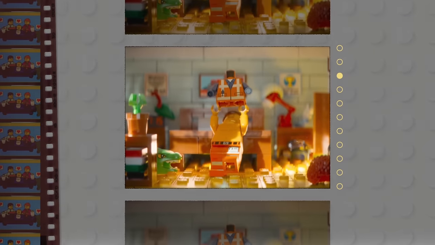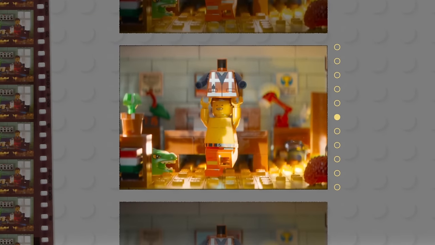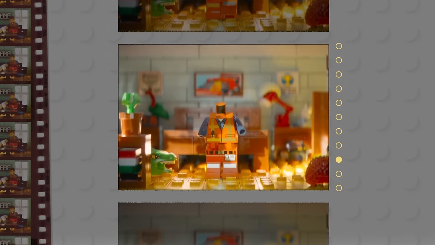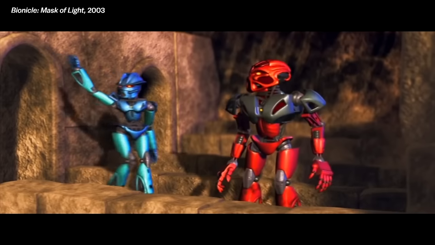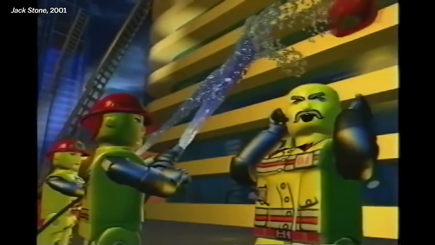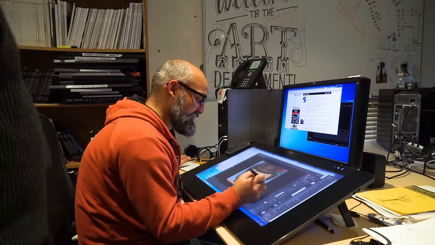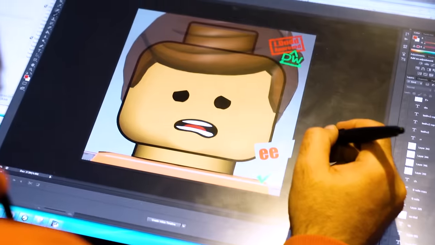A joint or facial expression will never actually bend or stretch. It'll either move slightly or be replaced by another piece. Early Lego movies lacked that level of discipline. They struggled because they fought back against the limitations of the medium instead of embracing them. But the creators of the Lego movie saw things differently.